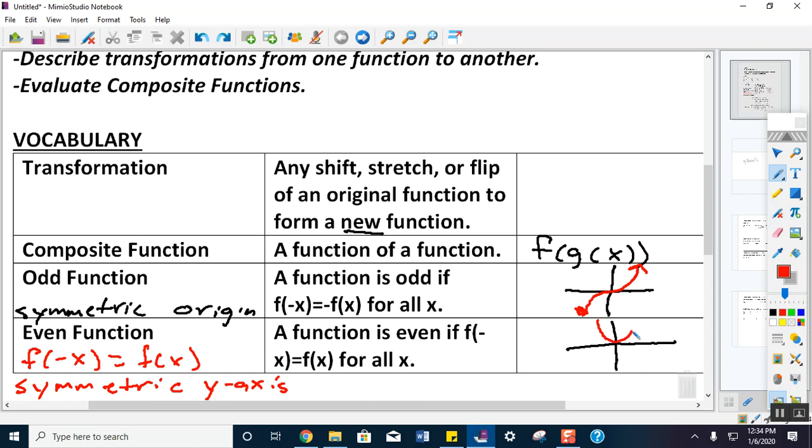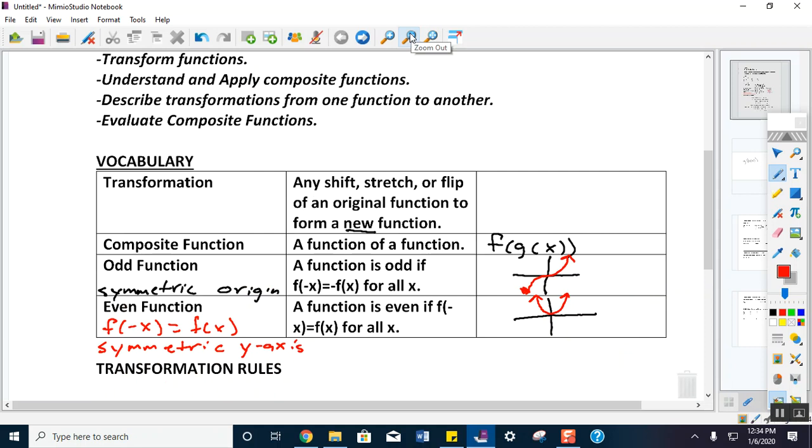Does the left half mirror the right half? Yes. Okay, that's kind of what we're after there. All right. Just double check and make sure you have everything down vocabulary-wise before we move on to transformation rules.